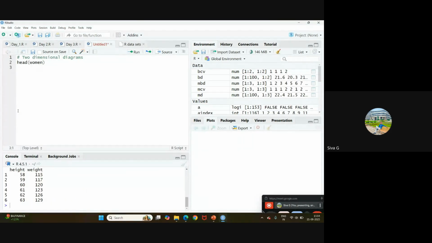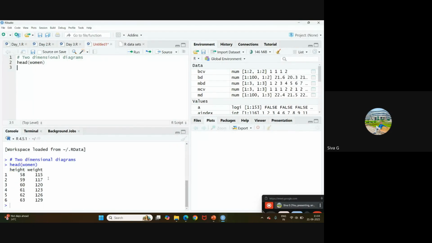This is only two variables, height and weight. Okay, we'll discuss this one again by the time we go for any new data set for 3 dimension. So as of now, we'll go with these two variables. Okay. So women data set.